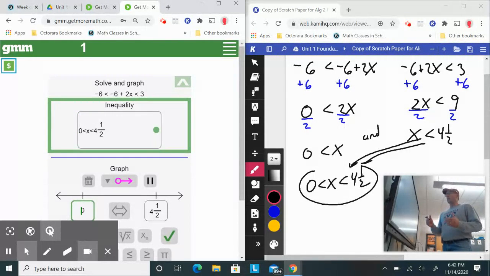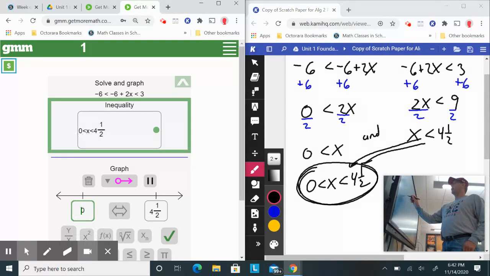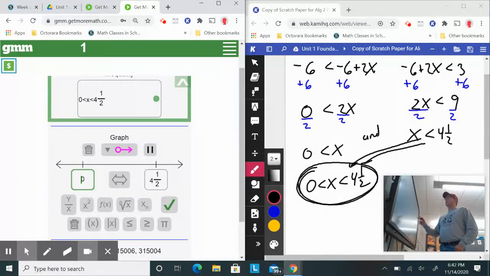All right, as we continue, I already typed in this 0 is less than x, which is less than 4 1/2. Over here in my GMM side, I got okay by that with a green dot. Now I must look at graphing it. So 0 is less than 4 1/2, so I put that on the left. And I make sure 4 1/2 is on the right side. And I know that x has to be greater than 0. So if you read 0 is less than x, it's the same as saying x is greater than 0.